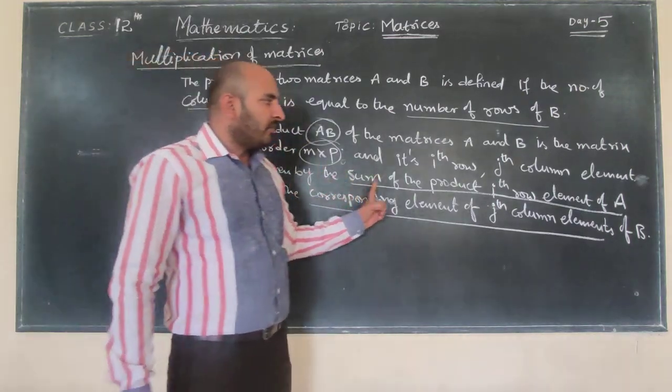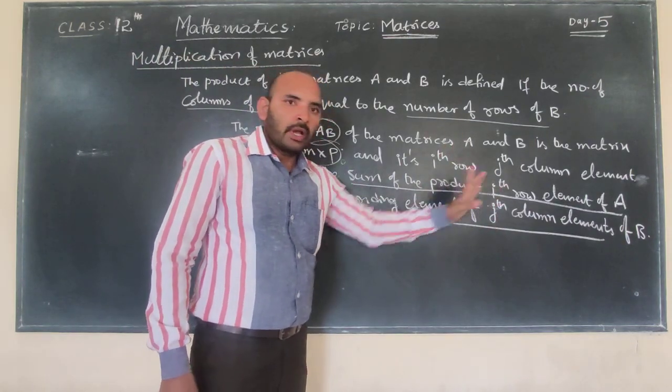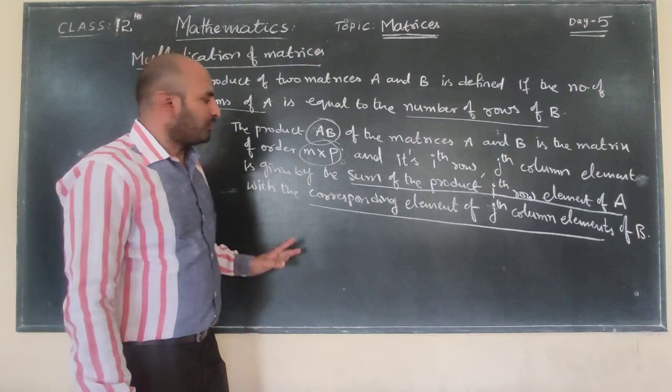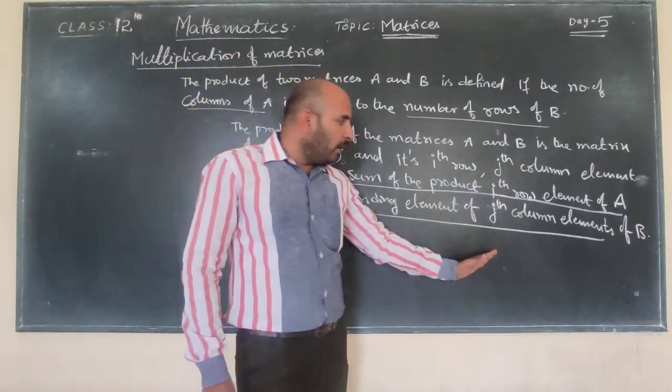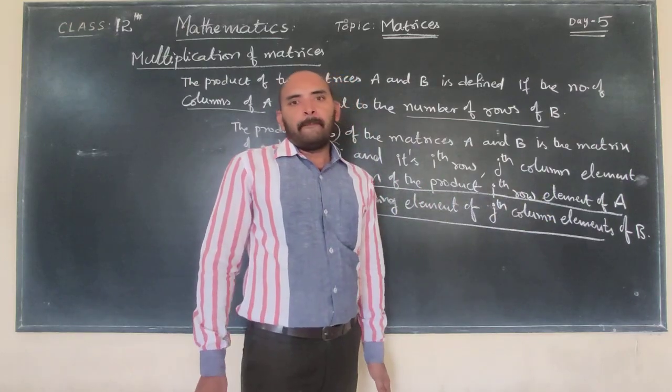Remember, it is the sum of the products of the ith row elements of the first matrix with the corresponding elements of the jth column elements of B.